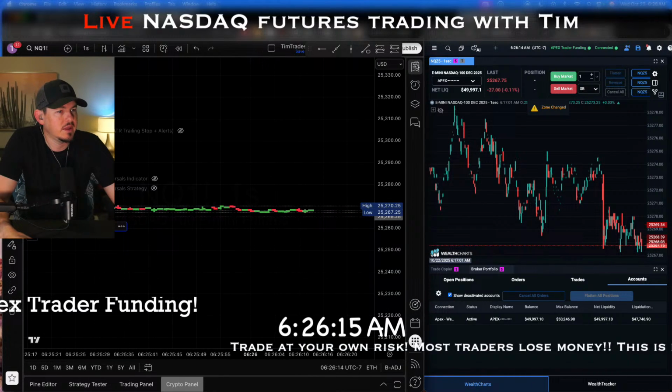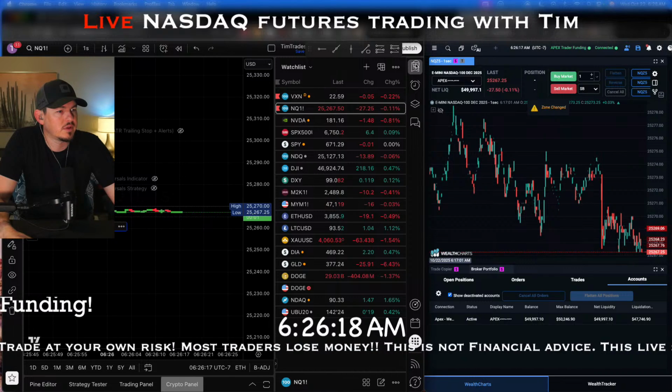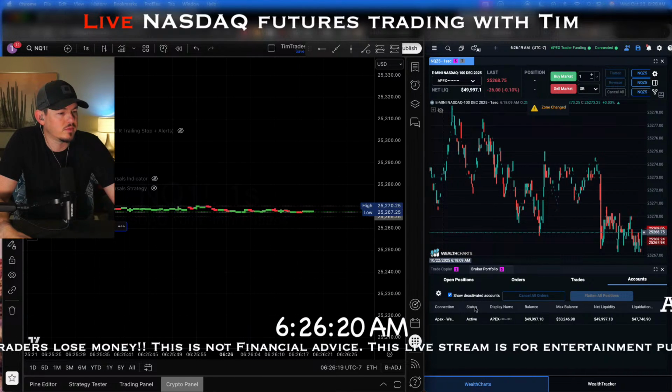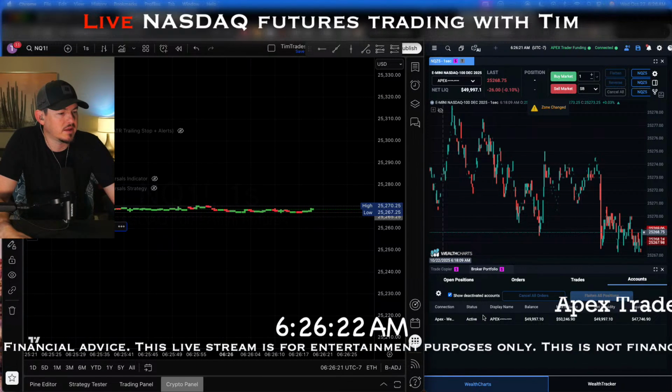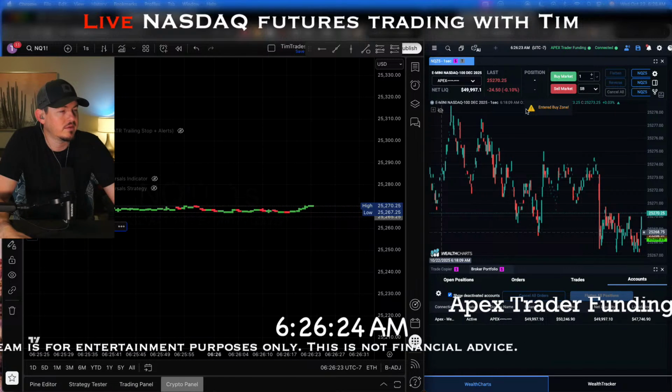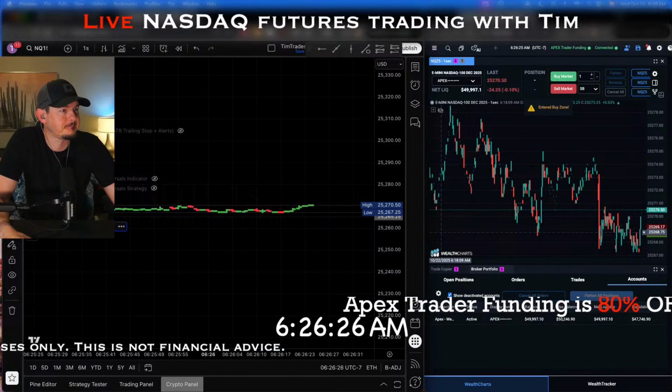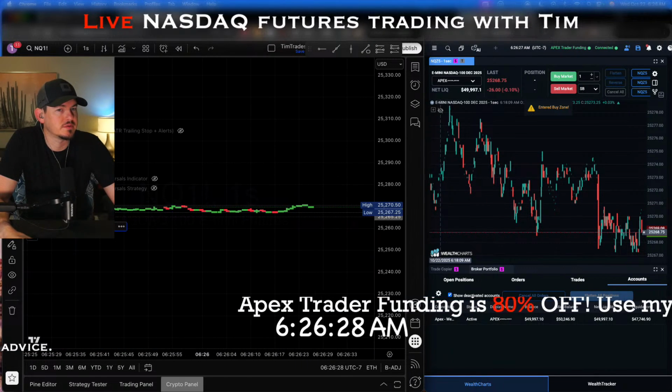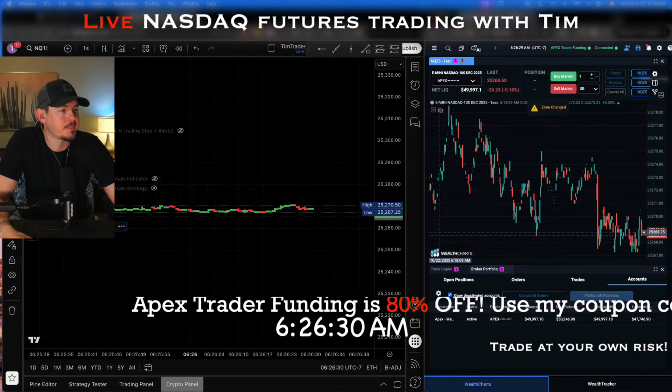The volatility is 22, so a little bit down, which I think I like. I like it in the 20s or in the low 20s or just below.